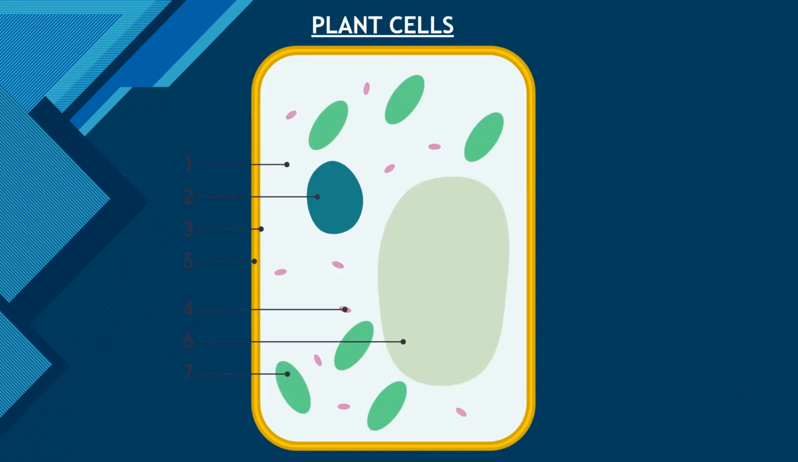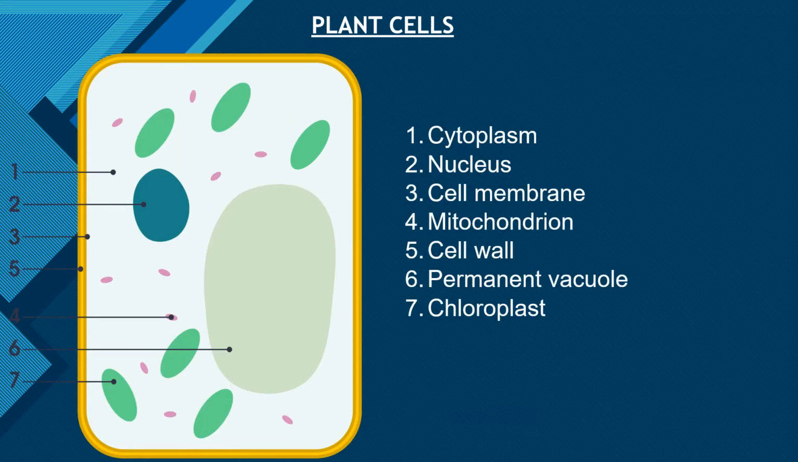So going on to plant cells, we're going to do the same thing. Label the diagram 1 to 7 and provide the names for these organelles. Pause the video and have a go. Okay, so let's look at the answers. Cytoplasm is 1. The nucleus is 2. The cell membrane is 3. Mitochondrion is 4. The cell wall is 5. The permanent vacuole is 6. And the chloroplast is 7.